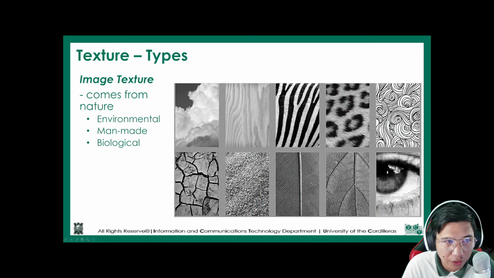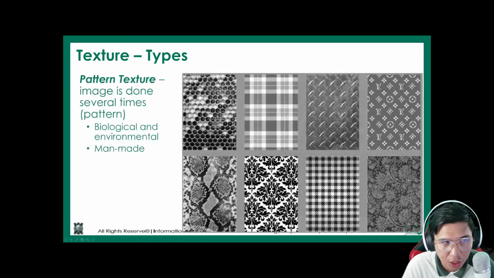And we also have different types of texture. We have image texture. It comes from nature. We have environmental, man-made, and biological. We also have pattern texture, in which the image is done several times. It can also be biological, tapos man-made as well.